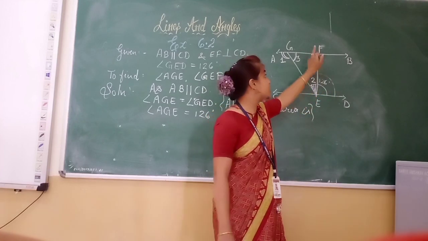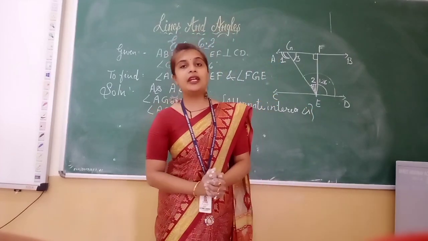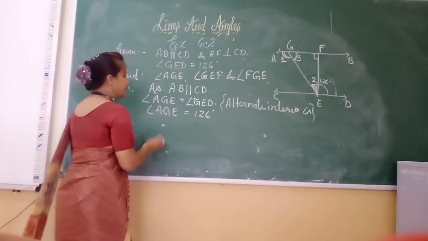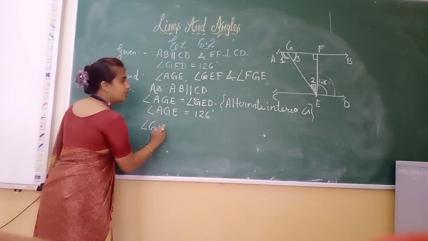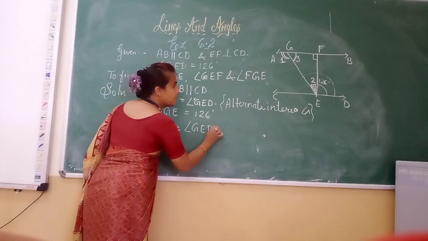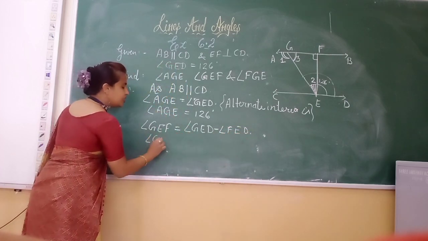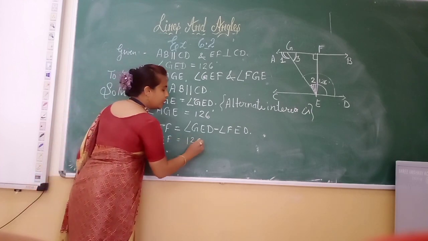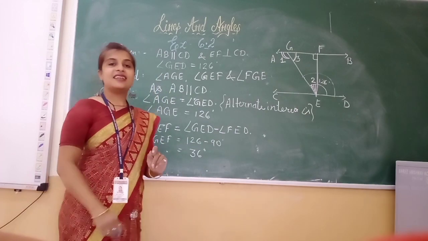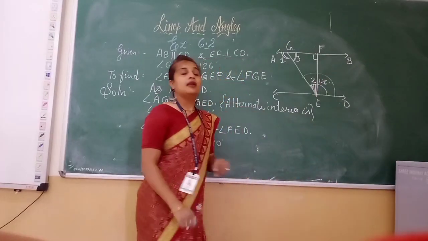What will be the measurement of this part? FED. What will be the measurement of FED? Yes, as it is a perpendicular line, so the measurement of FED is 90 degree. तो यहाँ से angle GEF will be equal to angle GED minus angle FED. That is, angle GEF is equals to 126 minus 90, and 126 minus 90 is 36 degree.